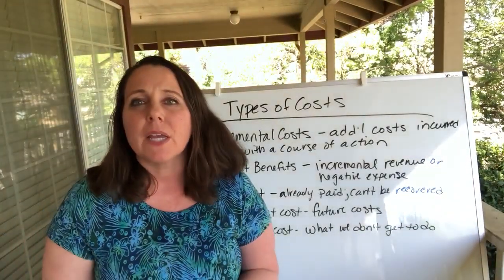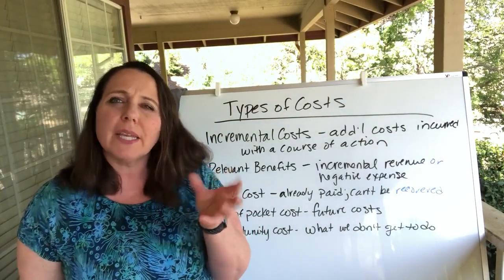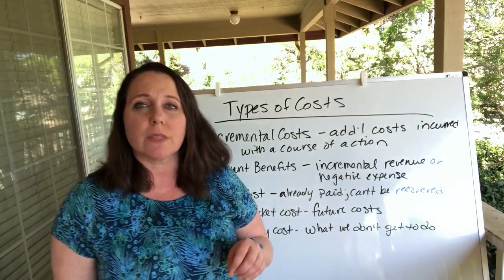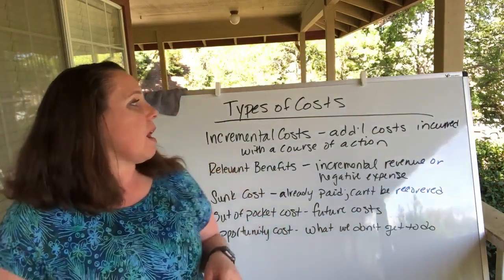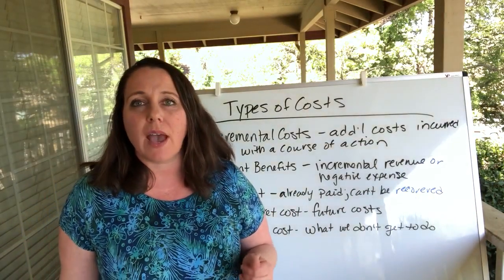Okay, welcome back. Now we're going to talk about the different types of costs in a slightly different way, and the way we look at them when we're making decisions. So the first is incremental costs. This is the additional costs incurred with a course of action.